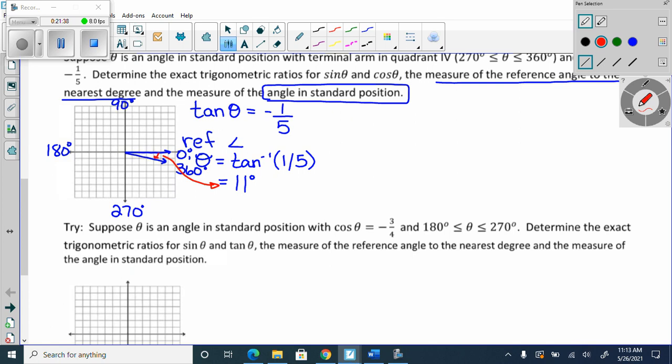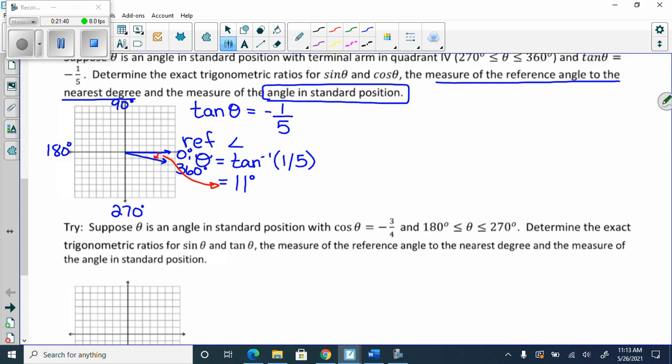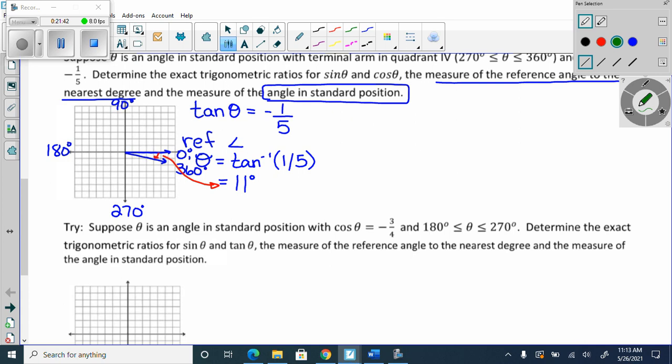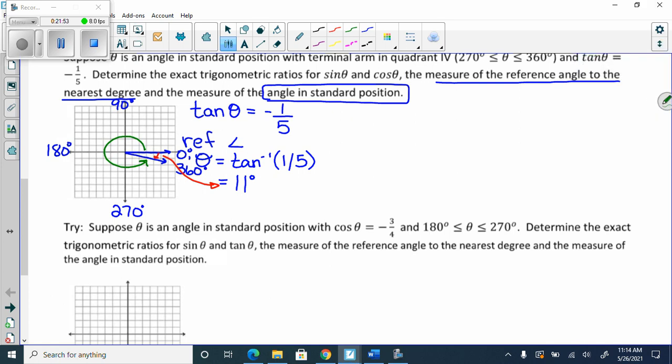So how do I get my angle in standard position? My angle in standard position is from here all the way to here. How do I get an angle in standard position in quadrant 4? We do the same steps always and always. David? 360 minus 11. So to get our standard position angle, whenever you're in quadrant 4, you just do 360 minus your reference angle.